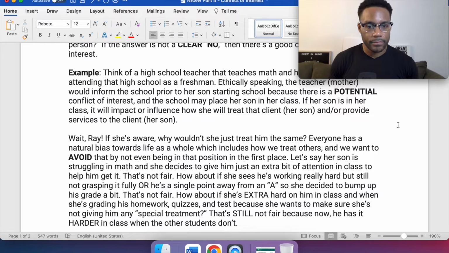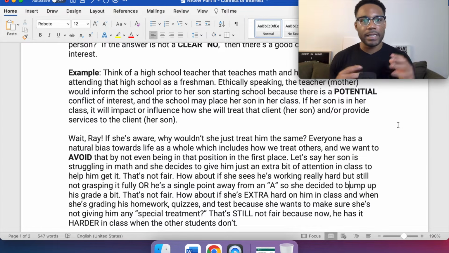That's not fair. How about if she sees he's working really hard but still not grasping the material fully, or he's a single point away from an A or any grade for that matter. So she decides to bump up his grade just a bit. That's not fair. How about if she's extra hard on him in class, and when she's grading his homework, quizzes, and tests, because she wants to make sure she's not giving him any special treatment? That's still not fair because now he has it harder in class when the other students don't.